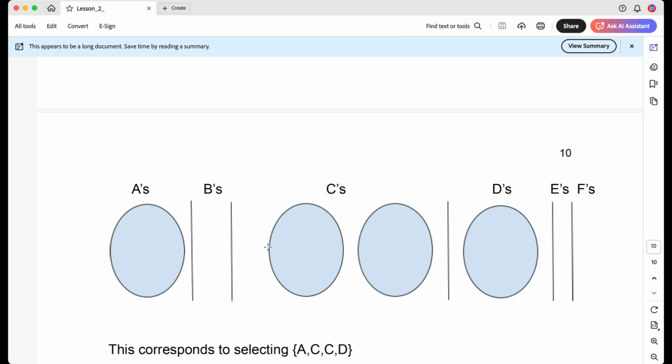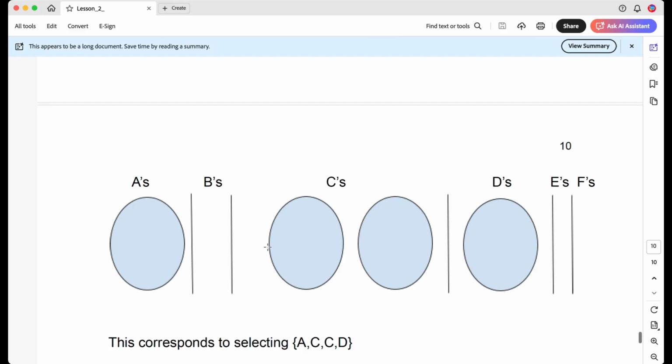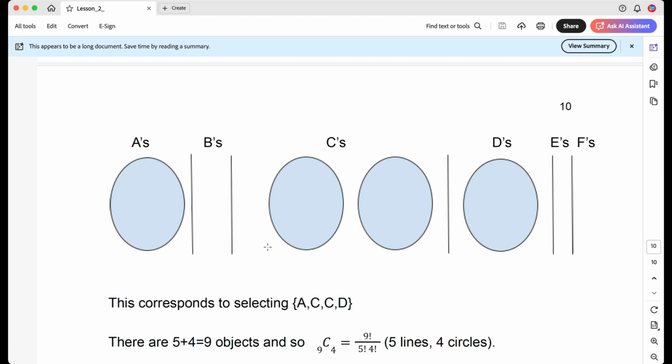So this amounts to, hopefully, if you can believe it, counting the number of ways to arrange 4 circles and 5 lines. And so we think of this as a permutation with duplicates. We have 5 lines and 4 circles, so we have 9 total objects, so 9 factorial upstairs. Downstairs, we have the repetitions. We have 5 lines, so we're going to have a 5 factorial, and we have 4 circles, so we're going to have a 4 factorial. And so it ends up being 9C4, 9 factorial over 5 factorial, 4 factorial, for the 5 lines and 4 circles.